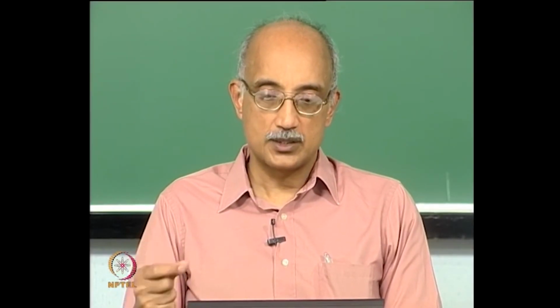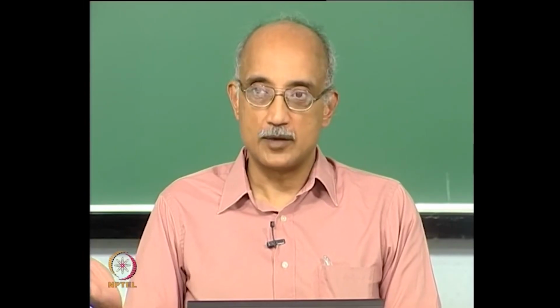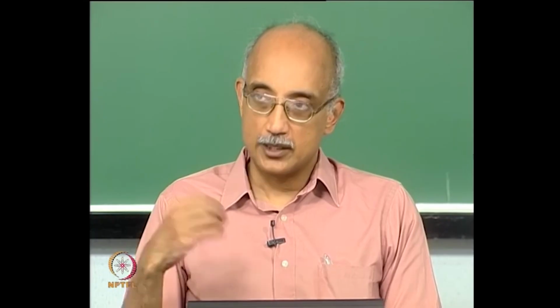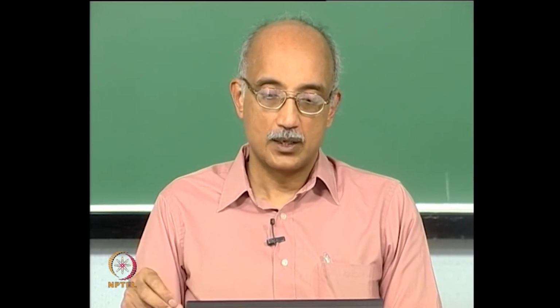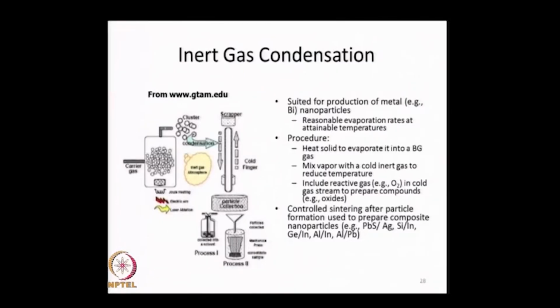So, in this case the precursor is solid metal. Now, to convert it to vapor form simply by heating is not something you can do for all metals, obviously. So, only certain metals lend themselves to this method of vaporization. So, here the procedure is to heat the solid and evaporate it into a background gas, mix the vapor with a cold inert gas to reduce the temperature, and then essentially you introduce reactive gases in the cold gas stream to prepare compounds, if you like.